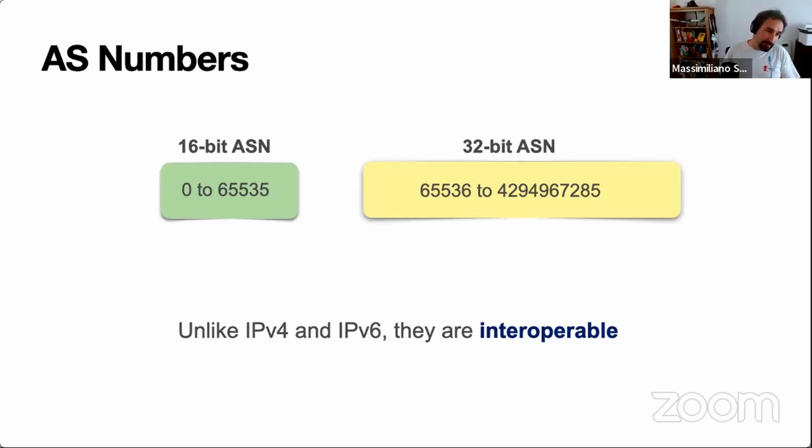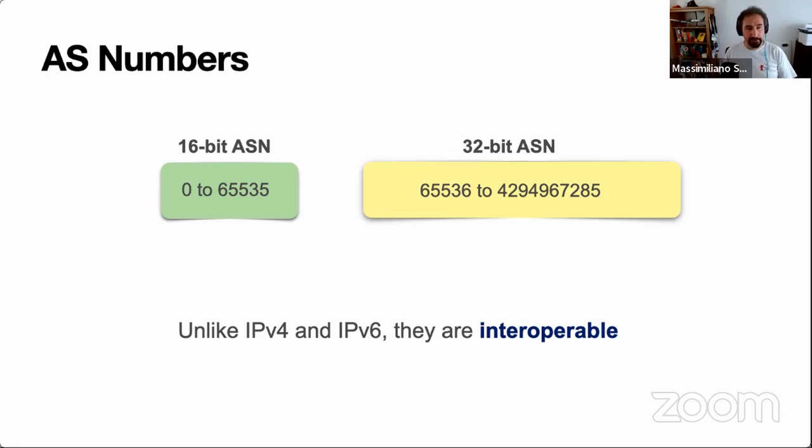Unlike IPv4 and IPv6, they are interoperable. There used to be issues because the RFC for defining 32-bit ASNs was issued in 2008. For a few years, some networking operating systems lacked support for it, or people didn't have the money to upgrade their software. So there used to be issues with handling 32-bit ASNs, and we'll see that there was a mechanism defined to overcome this limitation. But nowadays, every single network operating system supports this.